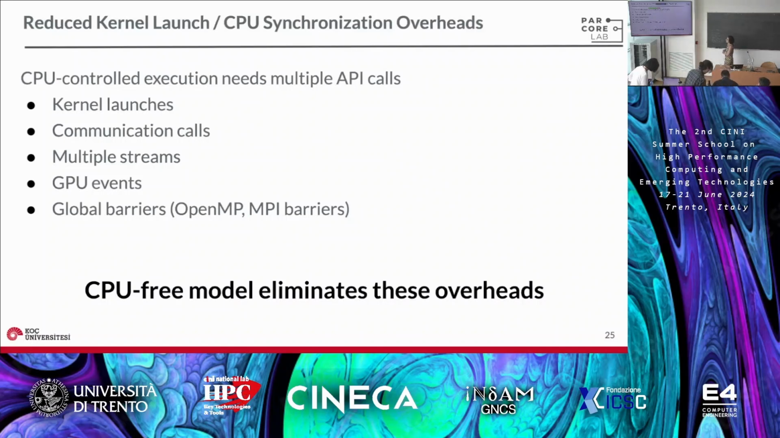As a concept, the CPU-free model is nice, but it also eliminates a lot of the overheads that come from CPU involvement in the execution. Such as kernel launch overheads, issuing the communication calls on the host side, or managing multiple streams, GPU events, and if you have OpenMPI or MPI involved, there are barriers on the host side. So a CPU-free model can eliminate or reduce these overheads with this execution model.